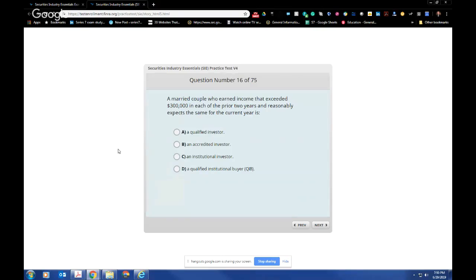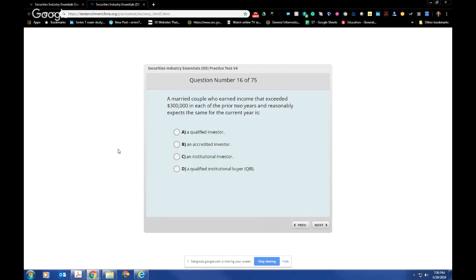A married couple earned income that exceeded 300 grand in each of their prior 2 years and reasonably expects the same for the current year. Are they qualified? No. Qualified is a whole different story. That's on the 66. Are they accredited? Yes, because what's accredited? 200 grand a year single, happy. 300 grand a year if they're married, or unhappy. I'm just kidding. Or they have $1 million net worth. They always say liquid in the book, but it's $1 million net worth. So that would work. They make 300 grand a year as a couple. They're fine.